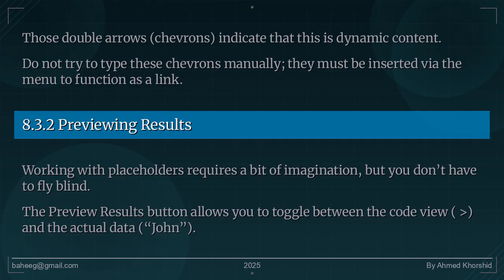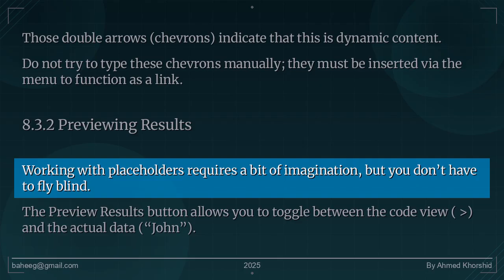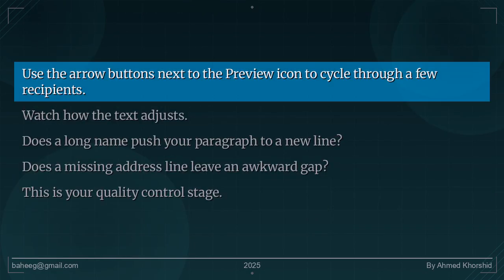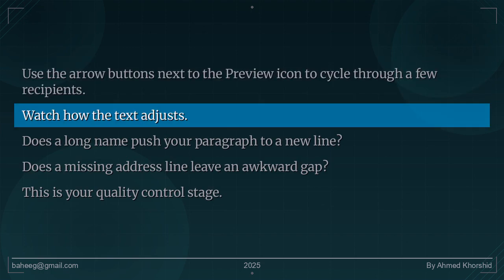8.3.2 Previewing results. Working with placeholders requires a bit of imagination, but you don't have to fly blind. The Preview Results button allows you to toggle between the code view, greater than signs, and the actual data, John. Use the arrow buttons next to the preview icon to cycle through a few recipients. Watch how the text adjusts.